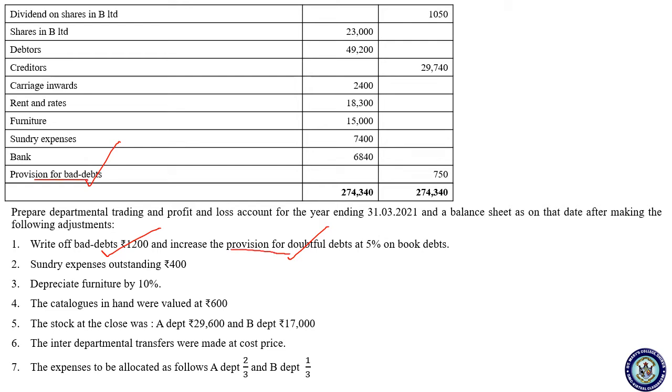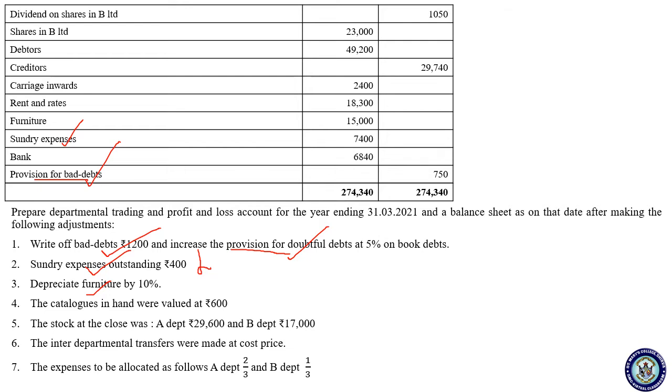So bad debts, then you have to add this new provision, then you have to deduct this old provision. Sundry expense outstanding, you have to add it to the concerned item, that is sundry expenses, and show it as an outstanding liability. Depreciation, you have to calculate on furniture, then deduct it from furniture in the balance sheet.